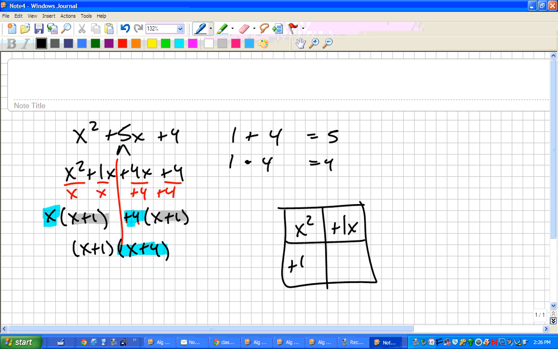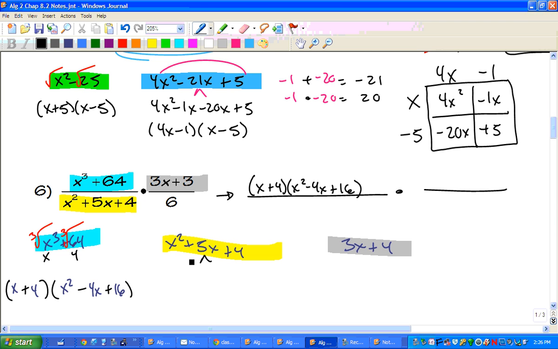The other way to do it: x squared plus 1x plus 4x plus 4. Take the GCF of the top, the bottom, the left, and the right, and that's where you get the two binomials. So this breaks down to x plus 1, x plus 4. And the 3x plus 4, why did I write 4? Mr. Grice, come on.